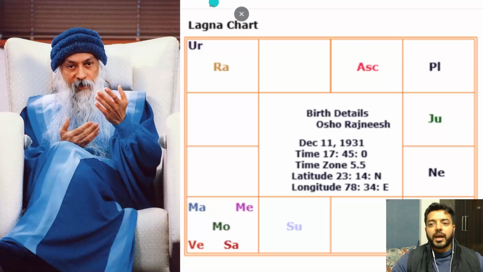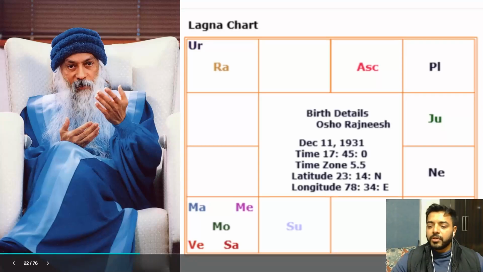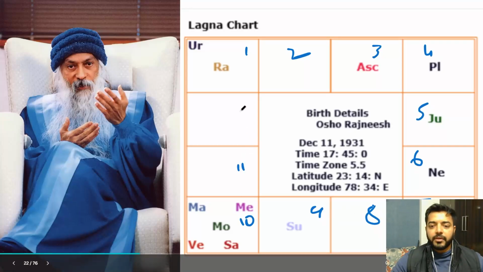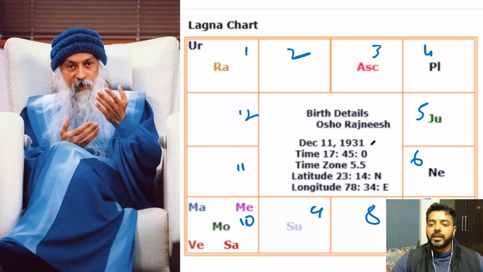Now, when you see the chart on the right hand side, this chart belongs to Gurudev Osho, who is Osho Rajneesh. So if you see, there are 12 different boxes. 1, 2, 3, 4, 5, 6, 7, 8, 9, 10, 11 and 12. There are 12 different boxes. And then there is this central space in the middle, which is only used to write down the person this chart belongs to, his name, his date of birth, his time of birth, and then the time zone of that person's location of birth.